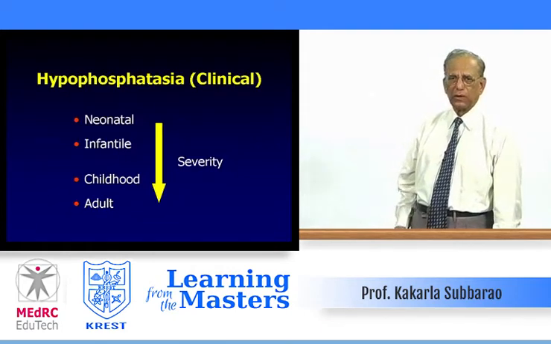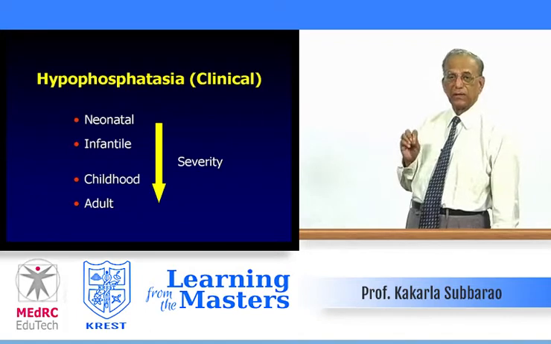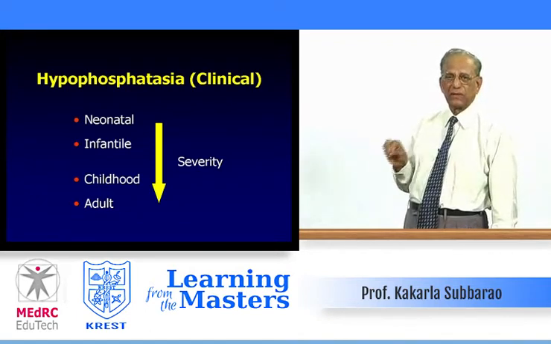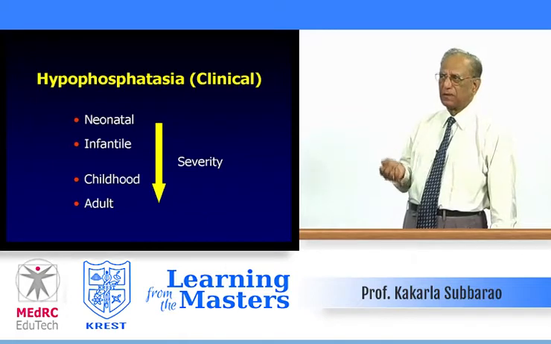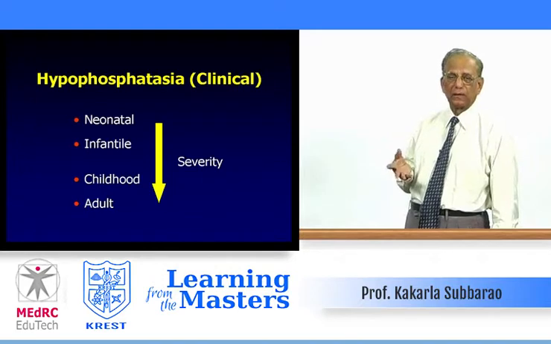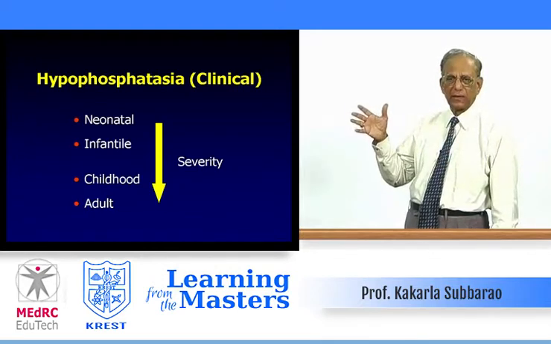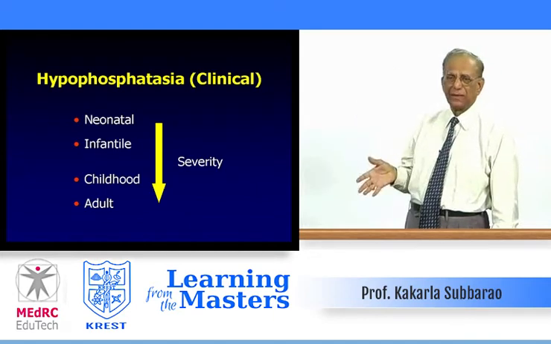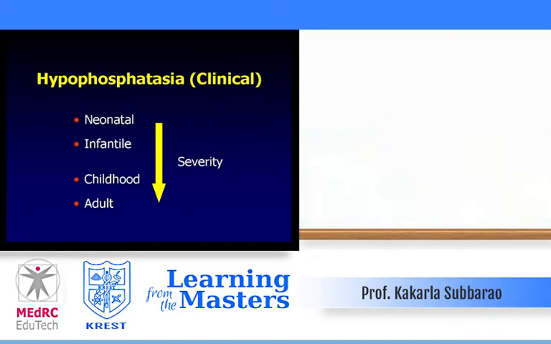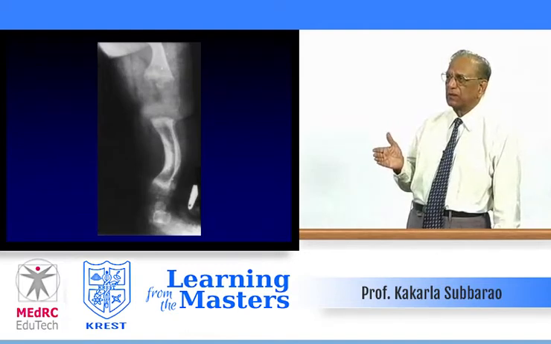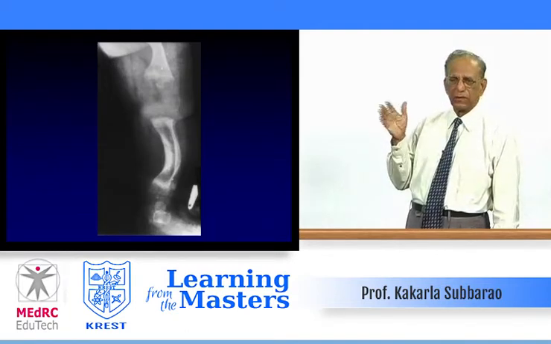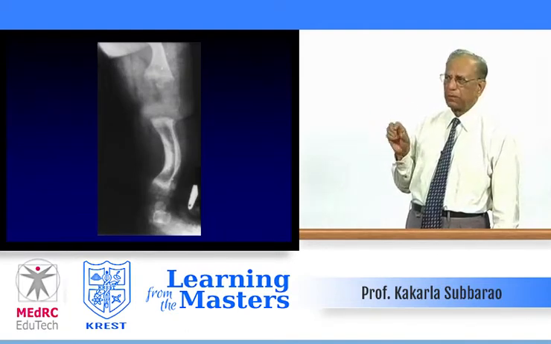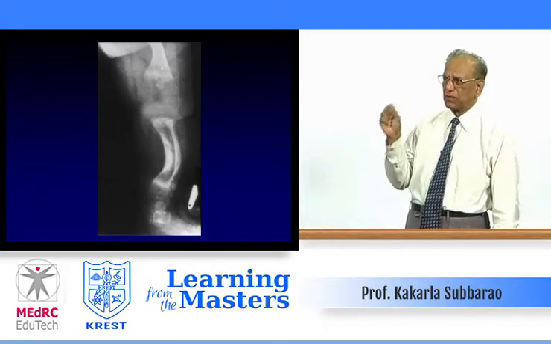Now we come to the deficiency of the enzyme, hypophosphatasia. And there are several varieties: neonatal, infantile, childhood and adult. As the infant grows to childhood and adult stage, the symptoms are less, and the radiological findings are less severe. Marked bowing of the tibia. Look at the metaphyseal brush-like appearance, and look at the epiphysis also.